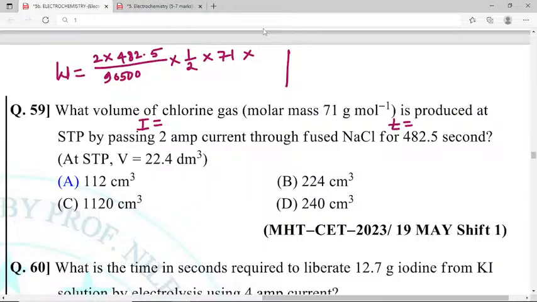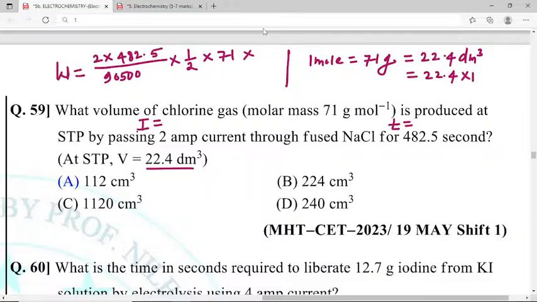And after the weight is calculated, 1 mole is equal to 71 gram. So this is how much weight. Compare the weight with the mole. Get it? Compare into mole, and so 1 mole is equal to 22.4 dm cube. So what is dm cube? Dm cube is equal to 22.4 into 10 to power 3 centimeter cube. This is for 1 mole, and then compare for 1 mole.